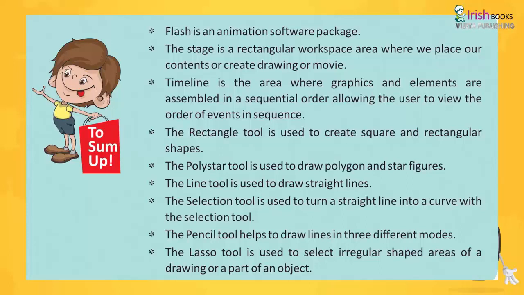The rectangle tool is used to create square and rectangular shapes. The PolyStar tool is used to draw polygon and star figures. The line tool is used to draw straight lines. The selection tool is used to turn a straight line into a curve. The pencil tool helps to draw lines in 3 different modes. The lasso tool is used to select irregular shaped areas of a drawing or a part of an object.